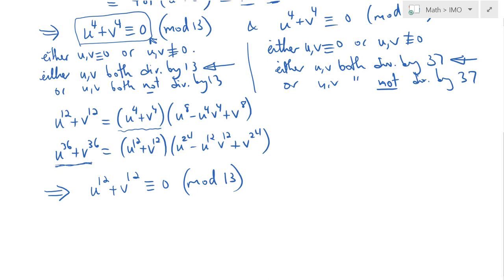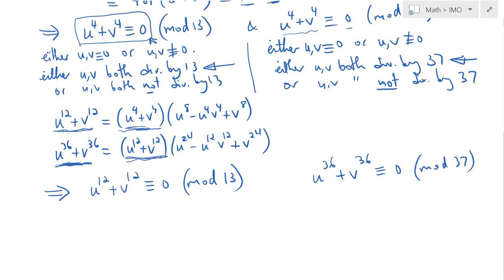But in a similar way, if you consider the second expression here, for instance this one, and consider it in say mod 37, u to the 36 plus v to the 36, I claim, is congruent to 0 as well in mod 37. It's because of the following fact: u to the 4 plus v to the 4 in mod 37 is 0, and then that means this guy is 0 in mod 37, but that guy is 0, meaning this guy must be 0 in mod 37.